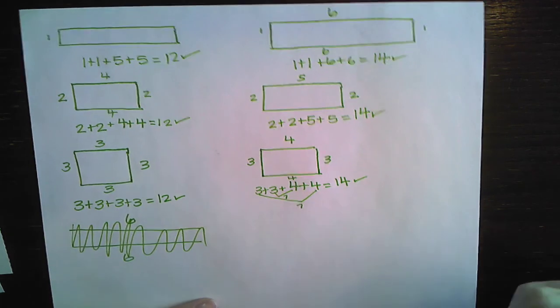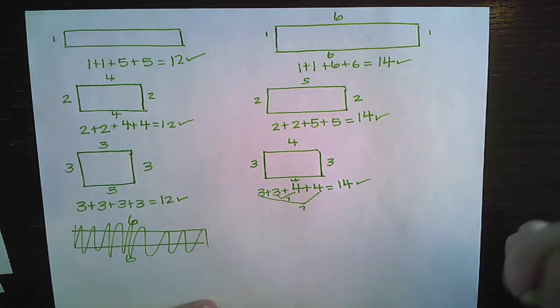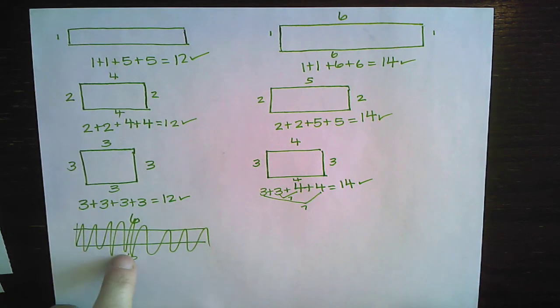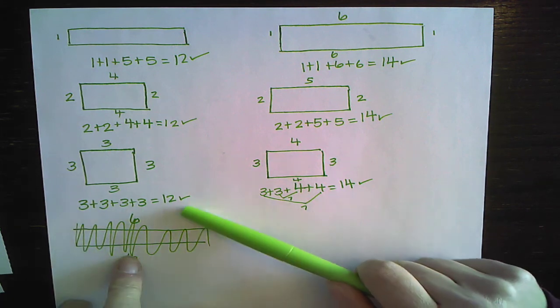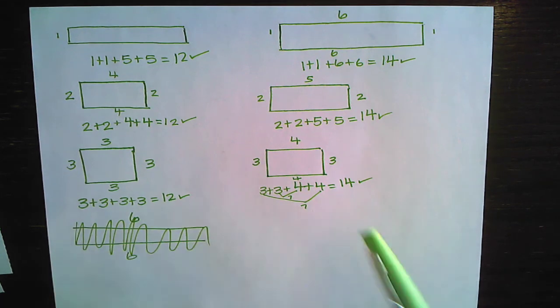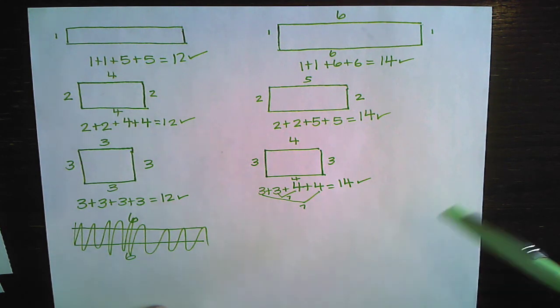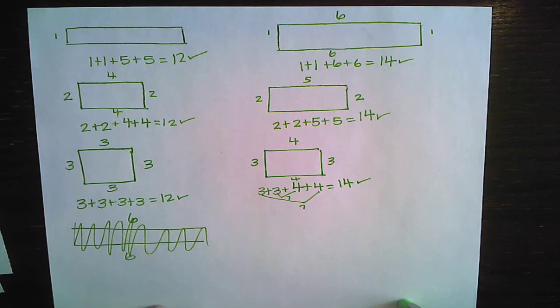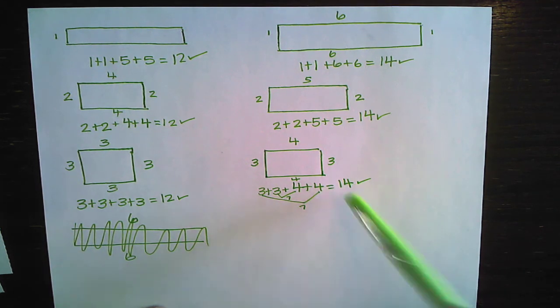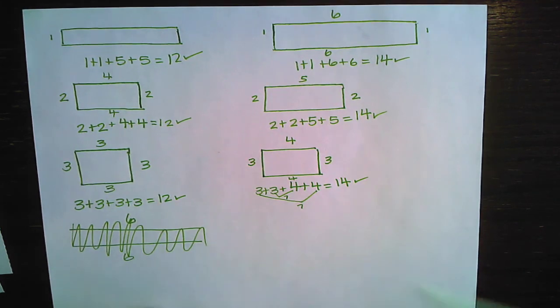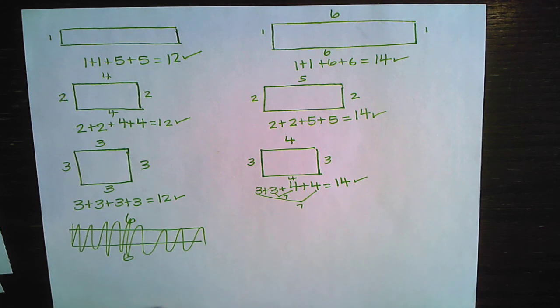Can we do a side length of 7? No. Very similar to why we can't have a side length of 6 for a perimeter of 12, right? If I have one side length of 7, that must mean I have another side length of 7, and 7 plus 7 is 14. I have nowhere to go on the sides, right? So that's it. That's all we have. That's all she wrote for that one.